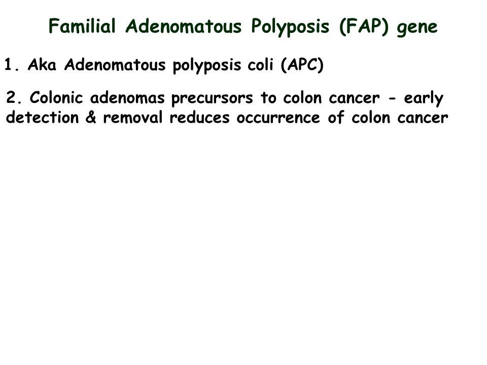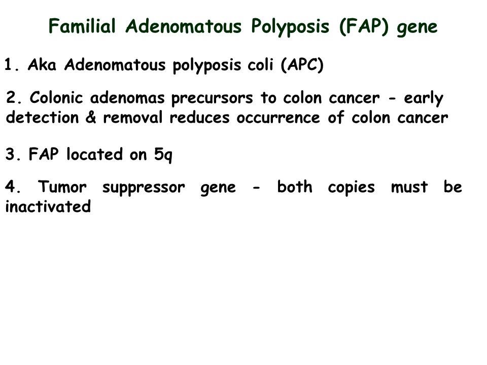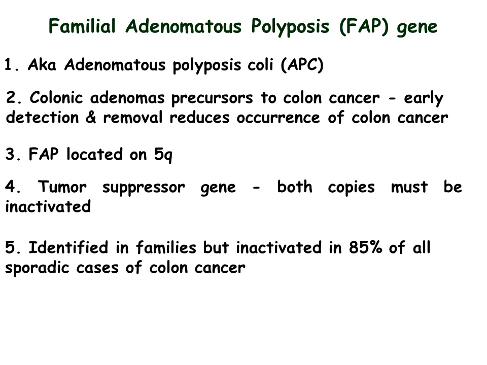Anyway, what happens in families that have the mutation in this gene is that they get these precursors, these polyps, colonic adenomas, prior to developing cancer. However, if this is detected early and these little polyps are removed, then it reduces the occurrence of colon cancer. Well, FAP is located on the long arm of chromosome 5, and it's a tumor suppressor gene, so both copies have to be inactivated in order for it to have an effect.